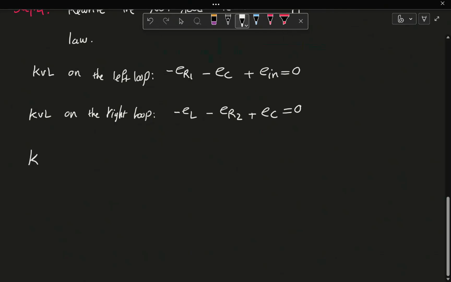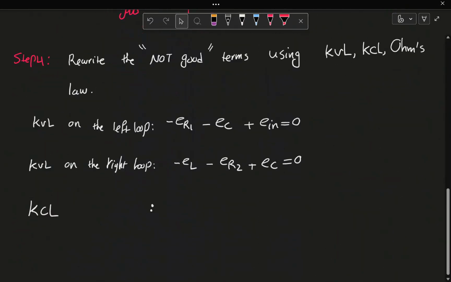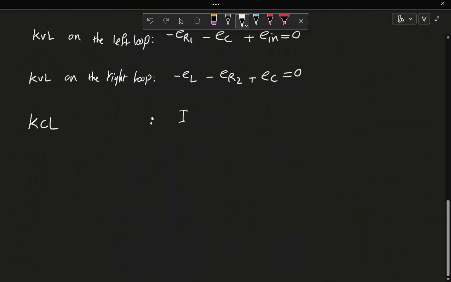Now, let's look at the KCL that we have. For the KCL, if you look at node A, you notice that I1 enters this node, and IC and IL leave the node. So I1 comes in as positive and IC and IL leave as negative. So this is going to be I1, negative IC, negative IL equal to 0. Good.